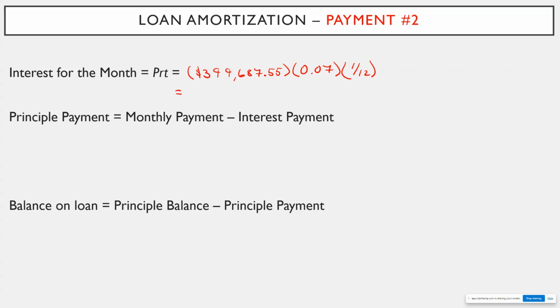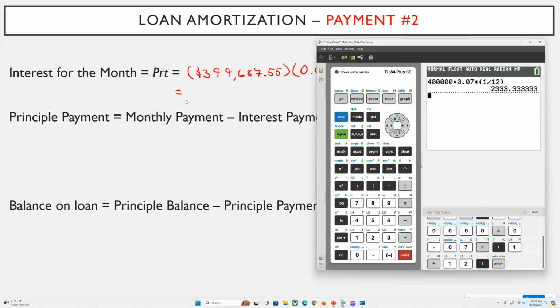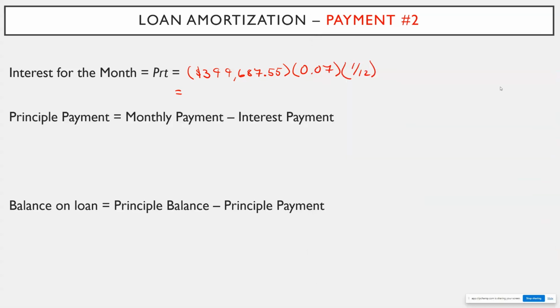So how much do we now owe in interest on this loan for the month? So it's our new balance, $399,687.55 times 0.07 times 1/12. And notice how much we're paying in interest has gone down a little bit. And it's not much, but it's gone down. So it's $2,331.71.